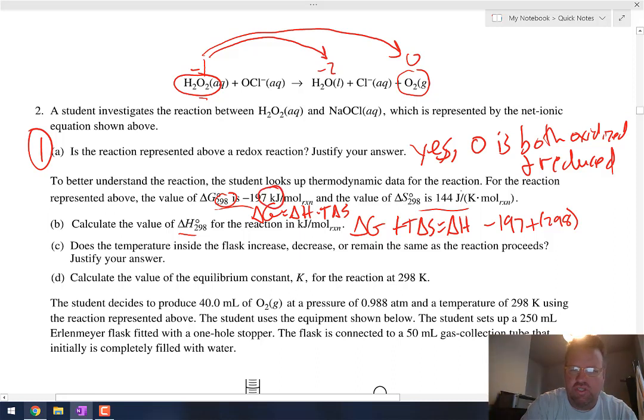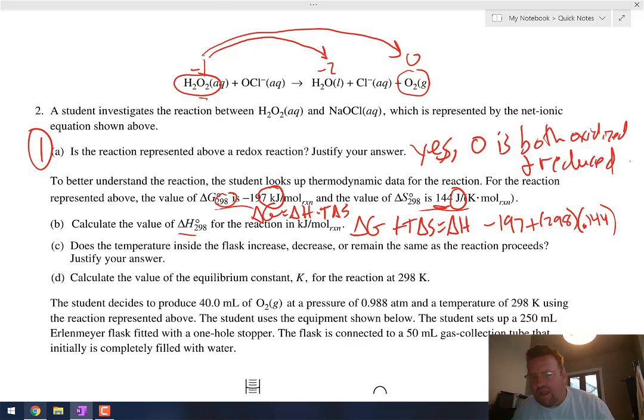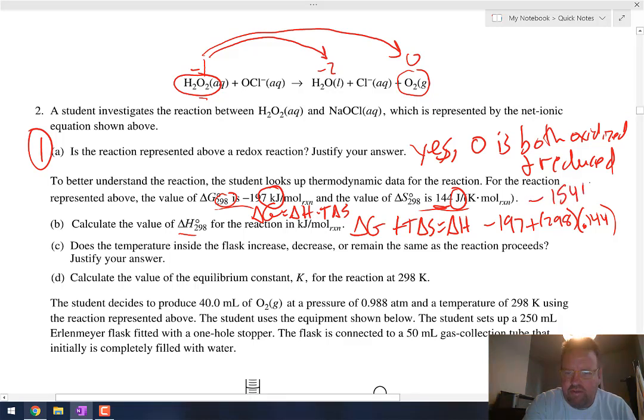Careful with your values here in terms of units. You've got kilojoules here, you've got joules here. You have to make them the same. With entropy, you pretty much always convert that to kilojoules. So move that decimal point 3 spaces over, and that becomes 0.144 kilojoules per Kelvin mole. Then we multiply those two together, add it to -197, and I got a final answer for delta H equal to -154 kilojoules per mole. Units not necessary. That also was a 1-point response, so we're up to 2 points now through B.